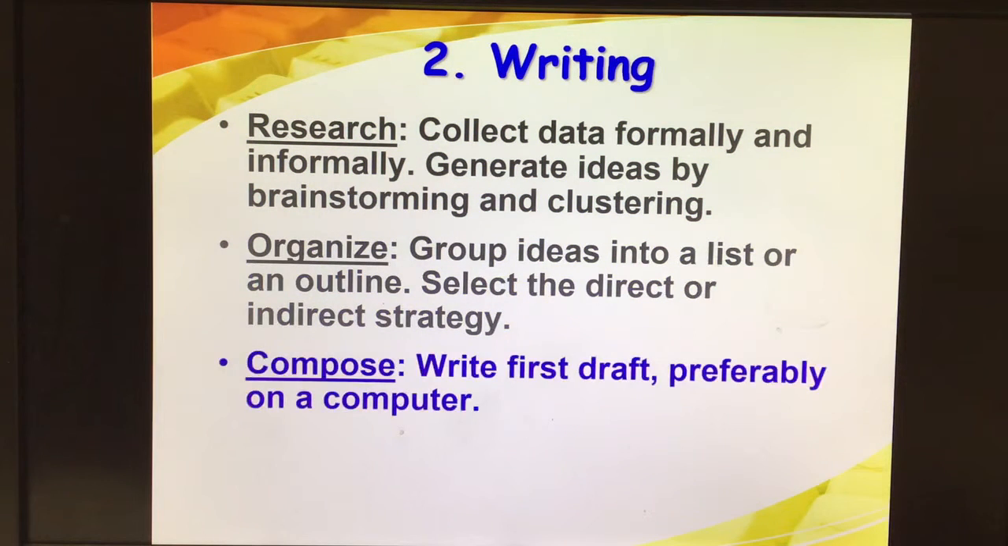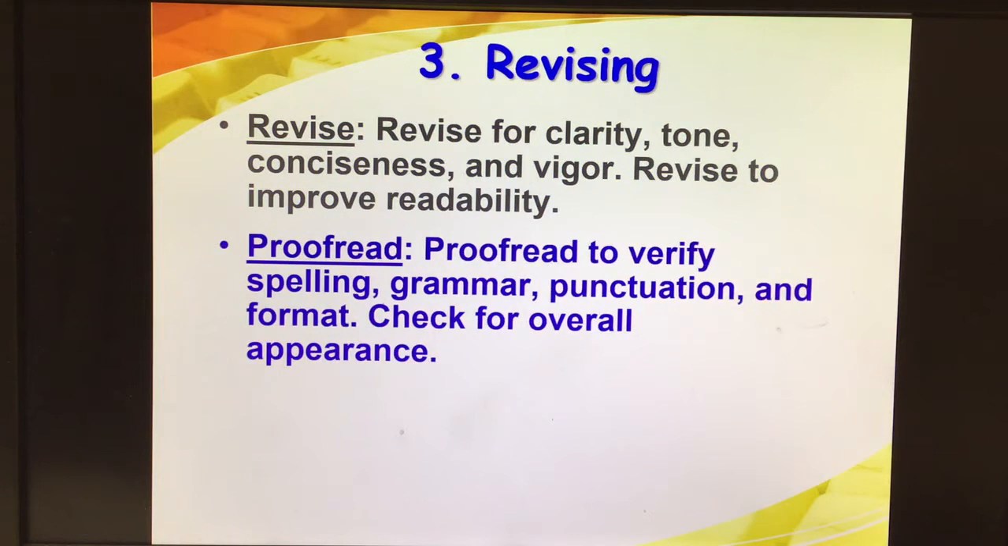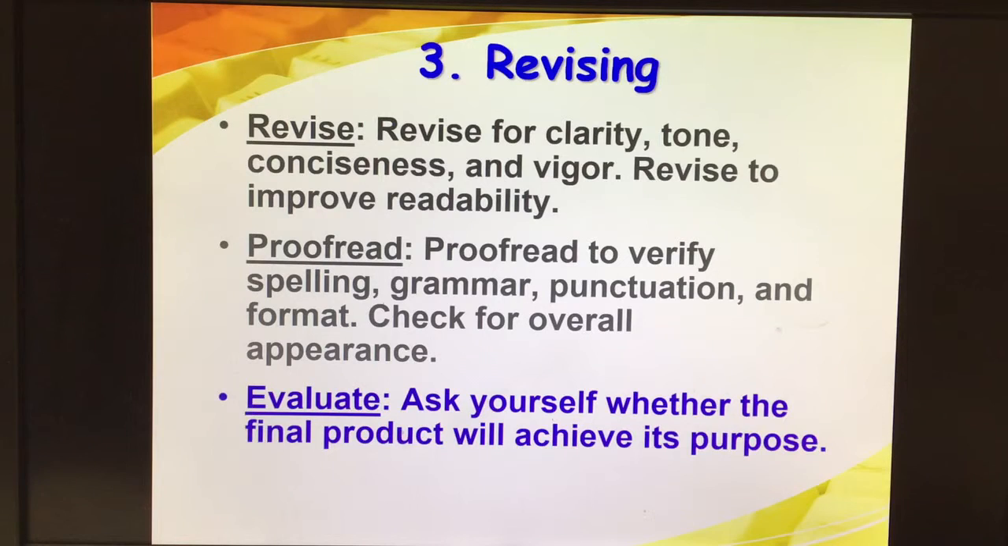Writing, again, there's three sections to that, just to review. Collecting data formally and informally. This is where we talked about brainstorming and brain writing and those sorts of things. Organizing, sometimes you may use a formal outline and you'll select the overall strategy. Writing a first draft, preferably on a computer, because it's so much easier to revise and even to share that with others who may be part of your team working on a particular document.